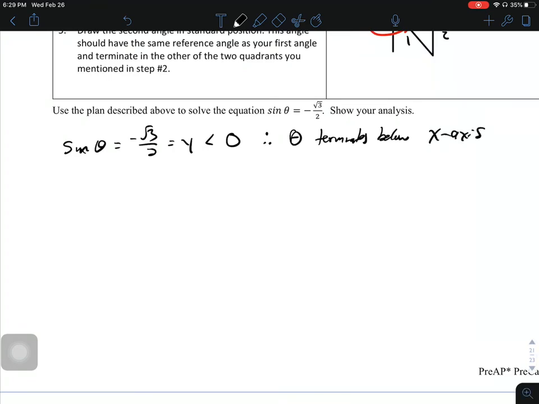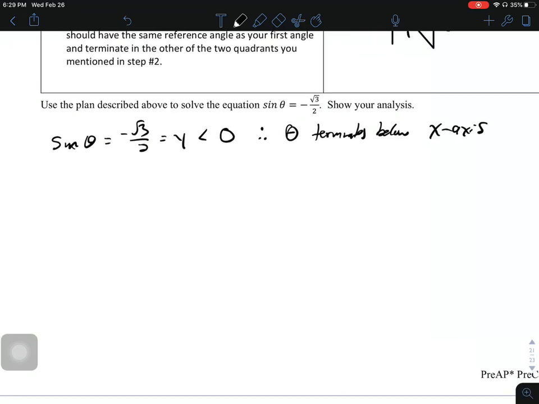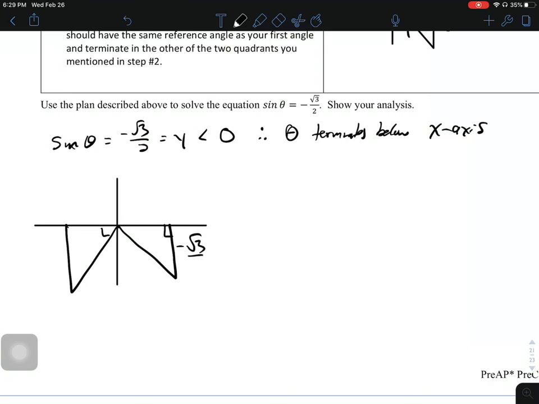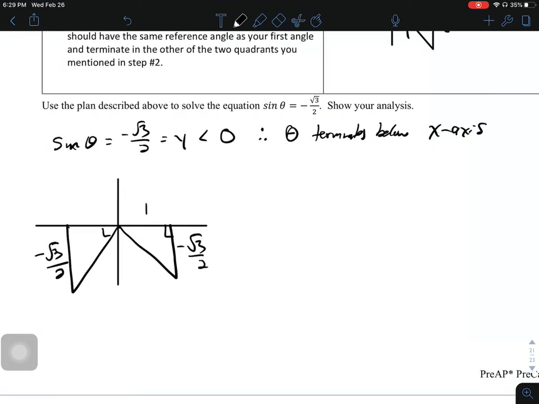Because y is negative, that means that our reference triangles that we're going to draw have to be below the x-axis, here and here. And the y value is negative square root of 3 over 2 in both cases. What special right triangle has square root of 3 over 2 in it? The one that also has a half and 1.